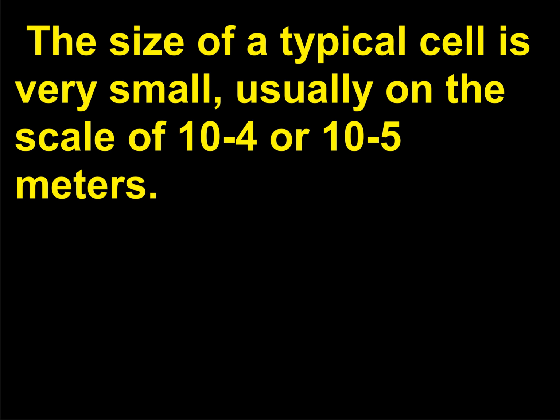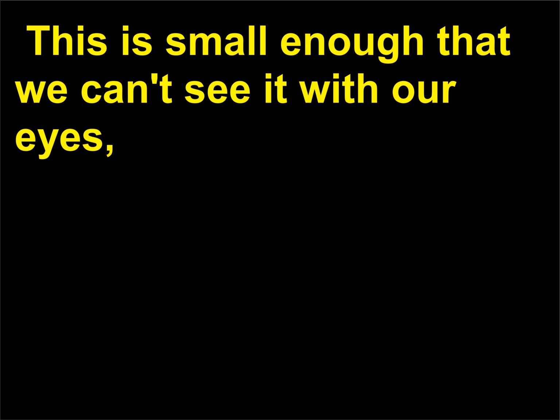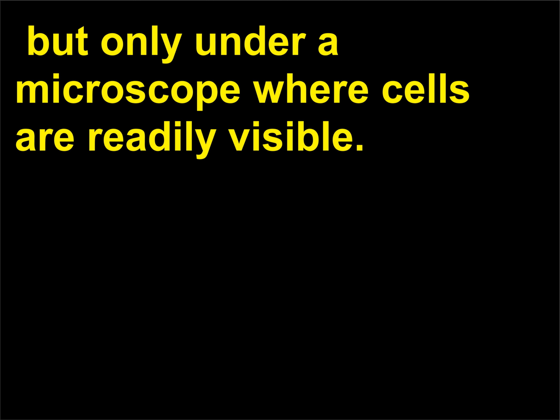The size of a typical cell is very small, usually on the scale of 10^-4 or 10^-5 meters. This is small enough that we can't see it with our eyes, but only under a microscope where cells are readily visible.